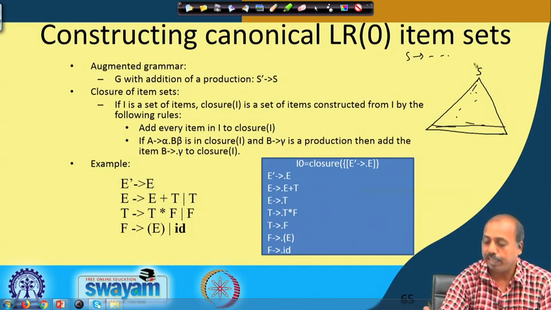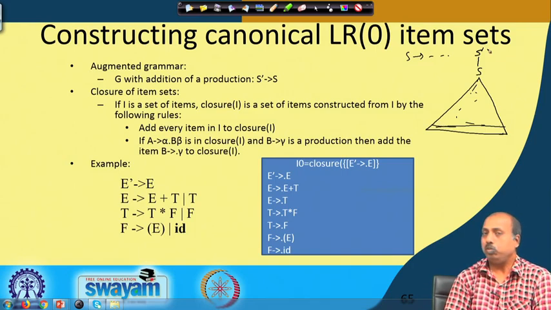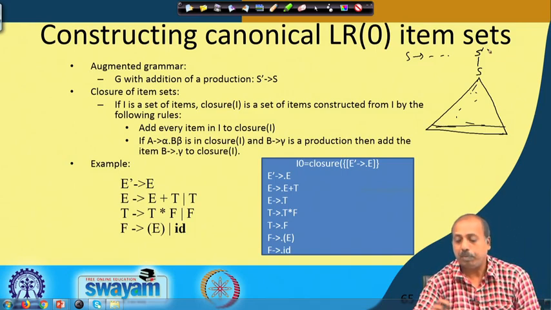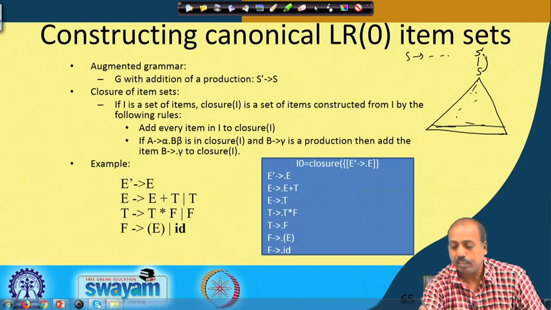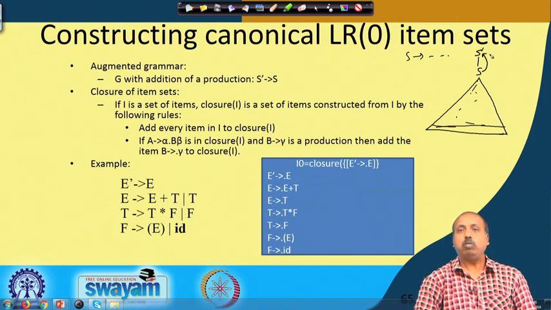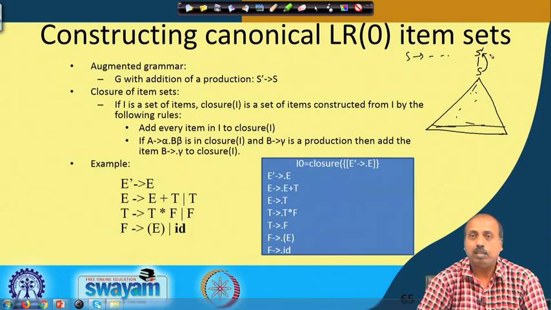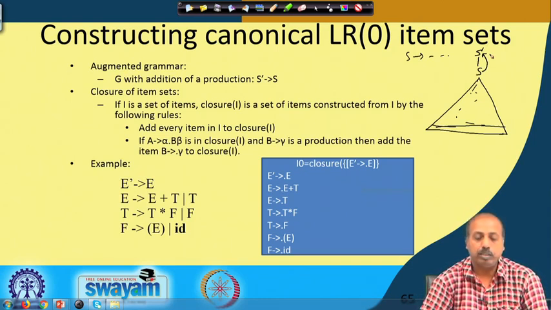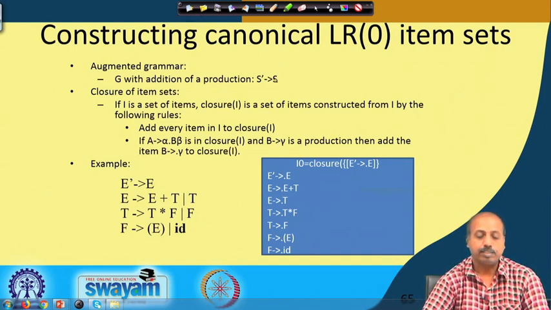So, we are adding another rule S dash producing S. We do this because when the parser does the reduction S to S dash, we know that we have successfully parsed the whole string. That is the idea of adding this extra production S dash producing S into the grammar G and calling it an augmented grammar. So, we augment the grammar G by adding the rule S dash producing S.